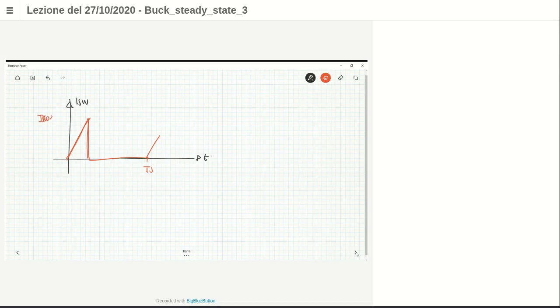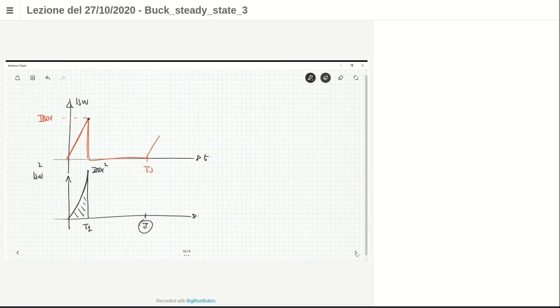And this is Imax. I have to square it, so I switch square. This means that I have a parabolic segment here, Imax square. This is T1, this is Ts. Then I have to get the average. I have to mean it over a period of Ts.